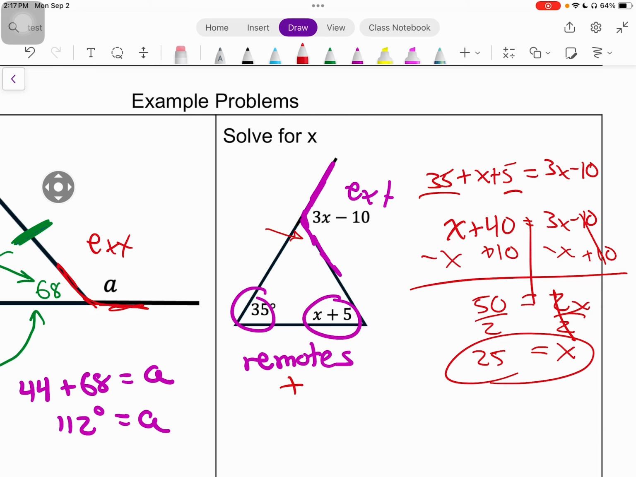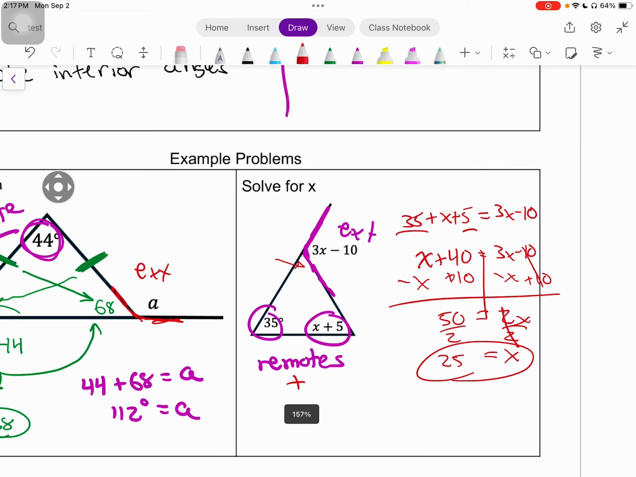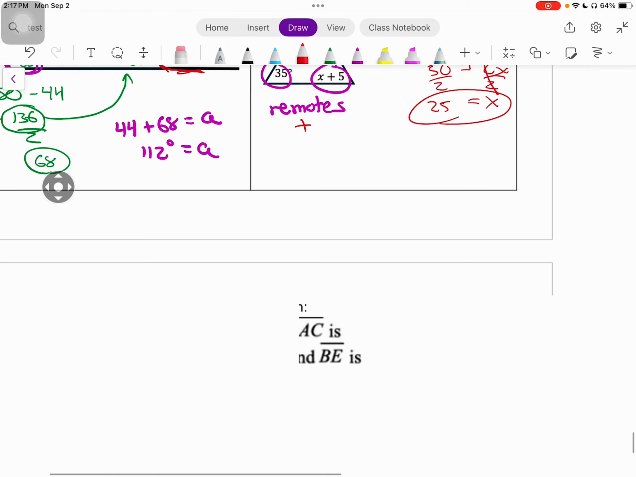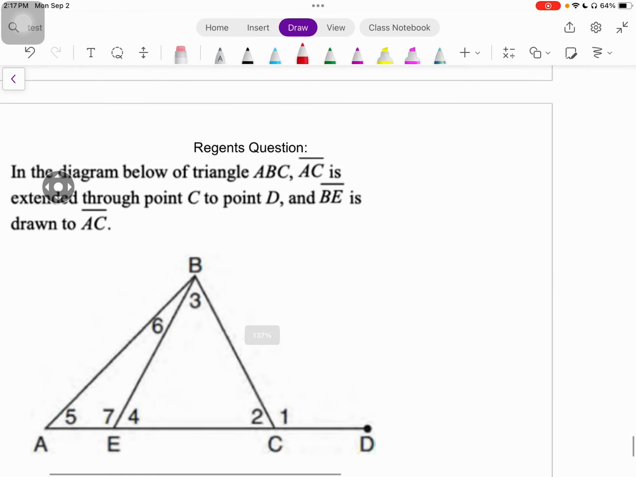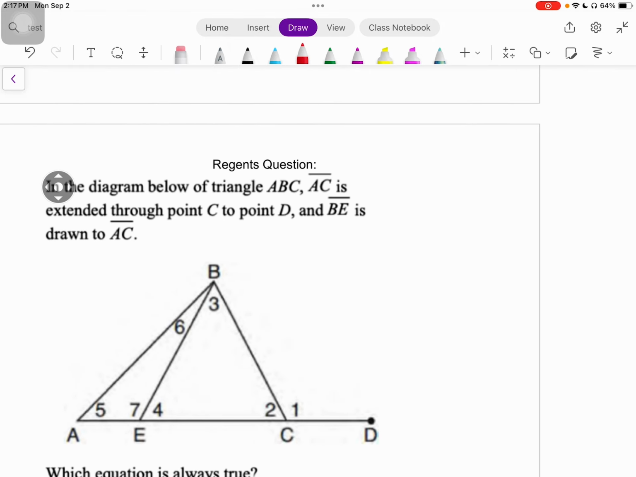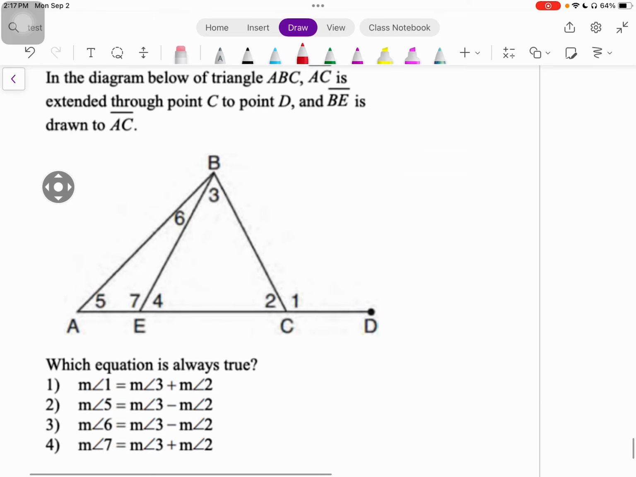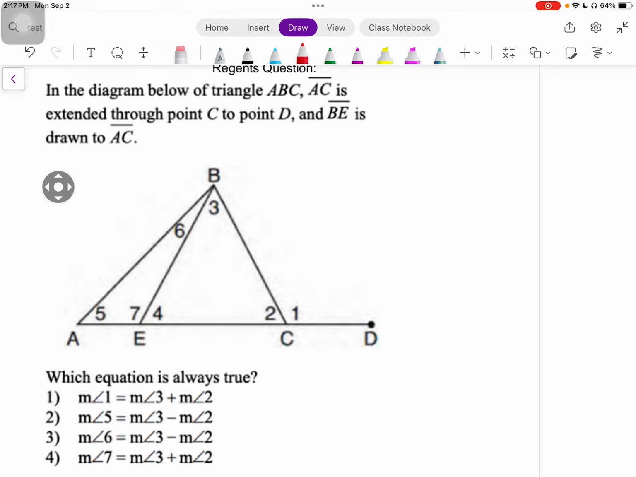Alright, last one's a Regents question. I wanted to put one of these on here because I do find them a little bit challenging because you're not actually solving anything. What it's asking you is you're looking for what equation could you set up based on the numbers. I find these to be the most challenging questions that we'll see throughout the year, and let's just dissect this question and see if we can get ourselves an answer here.